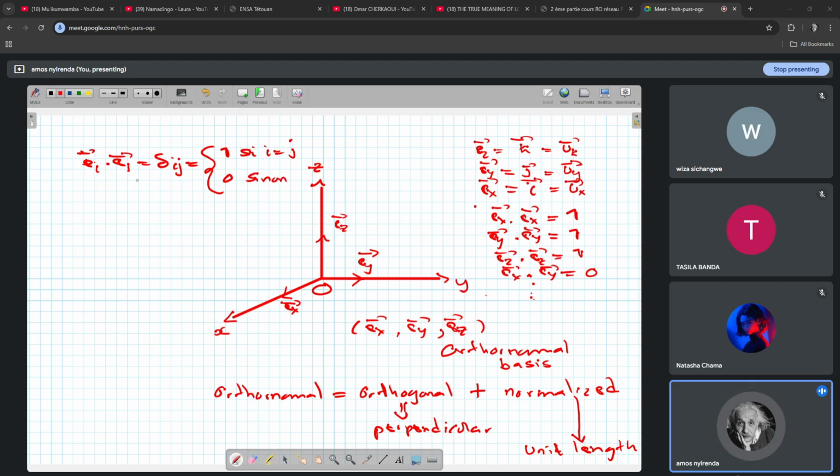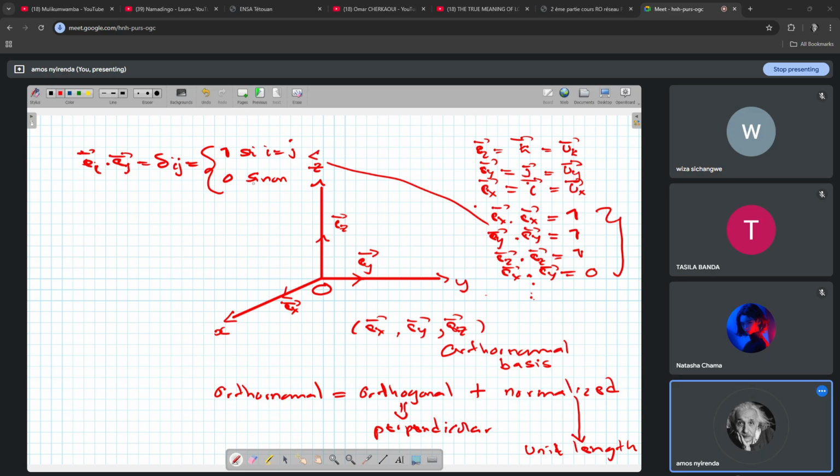So what does this mean? If I is equal to J, if I have EX, EX, I'm going to get 1. If I say EX, EY, here I is different from J, so I'm going to get 0. If I say EY, EY, I see that I is equal to J, and so it gives me 1. So this is what I've written here. This is the same thing.